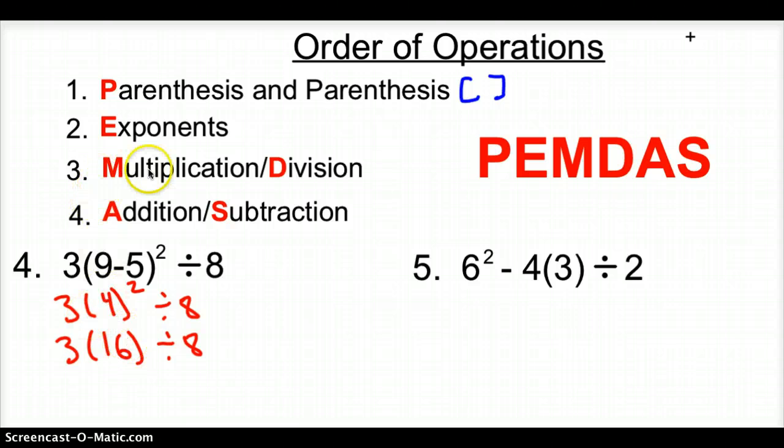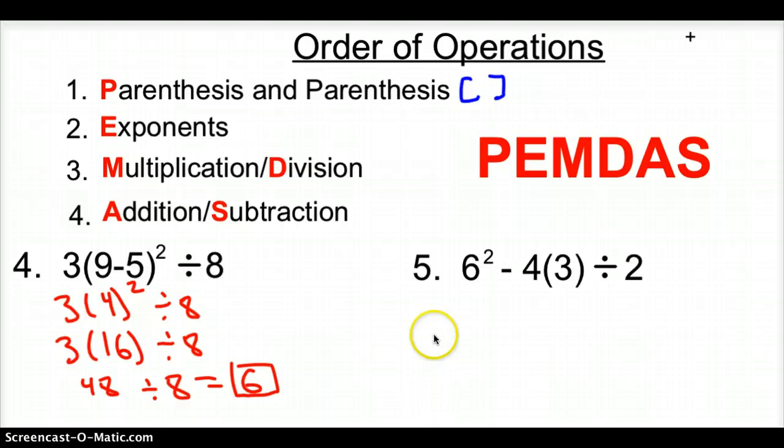Next step we go to is multiplication and division. Well, remember that is from left to right. What comes first? That is the multiplication that comes first. 3 times 16 is 48 divided by 8, and then we just finish it off. 48 divided by 8 is 6, so our final answer is 6.